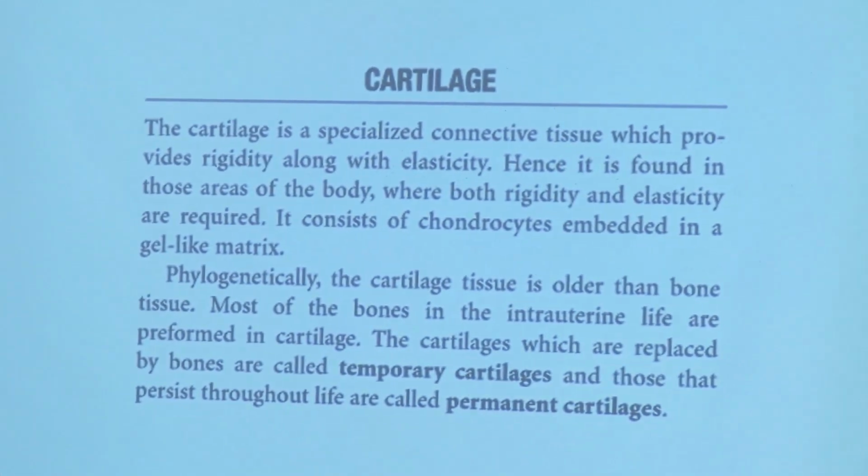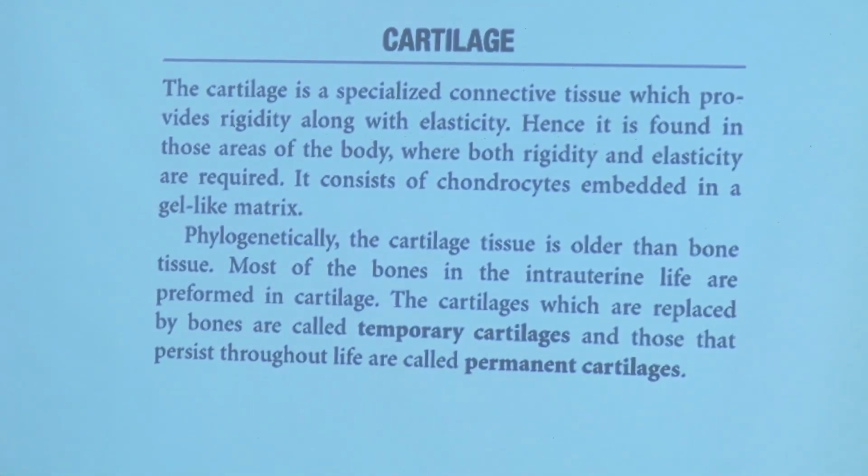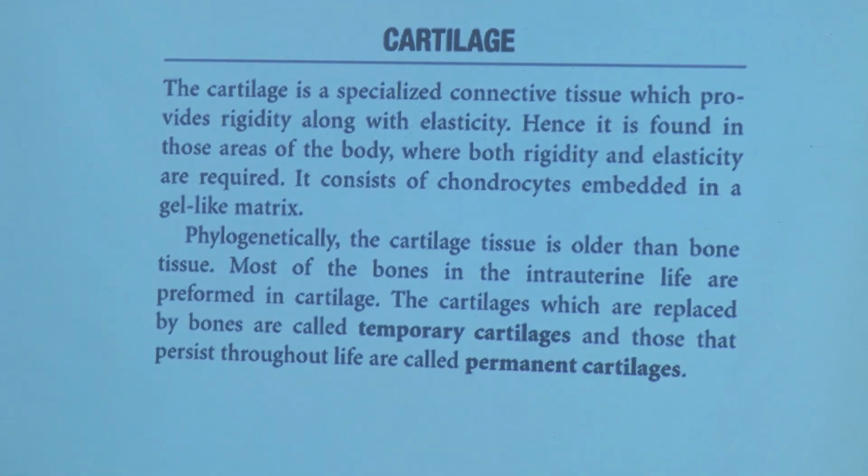For permanent cartilage, the best example is the trachea. Whenever you study the trachea, you will come to know that C-shaped tracheal rings are there. Those are made up of hyaline cartilage. They are permanent, they don't ossify.